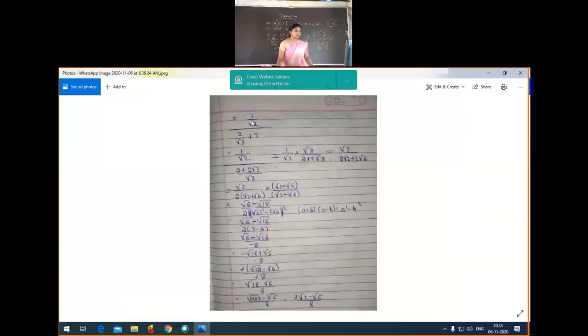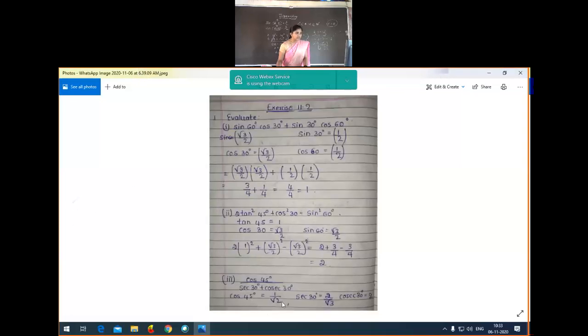So now substitute cos 45 degree is 1 by root 2 divided by secant 30 is 2 by root 3 plus then cosecant 30 is 2. Okay, right now let us come back to this page. Yes, cos 45 is 1 by root 2, secant 30 degrees 2 by root 3, cosecant 30 is 2.